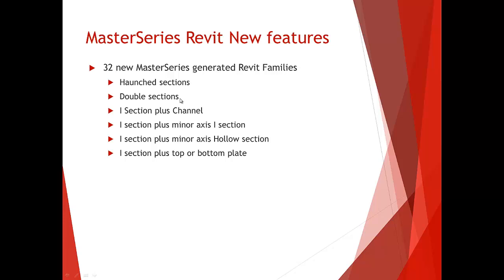So we now have double section equivalents for all of our standard sections. We've also got all the compound type sections that we can deal with in MasterSeries, but again would have been more difficult to deal with in Revit, such as an I section with a channel on top. We've also got the I sections plus another I section coming in on their minor axis. The same with hollow sections, and also our plated I sections, not our built-up I section, but a rolled I section with an additional plate on the top or bottom. So those are a wide range of sections we have there.